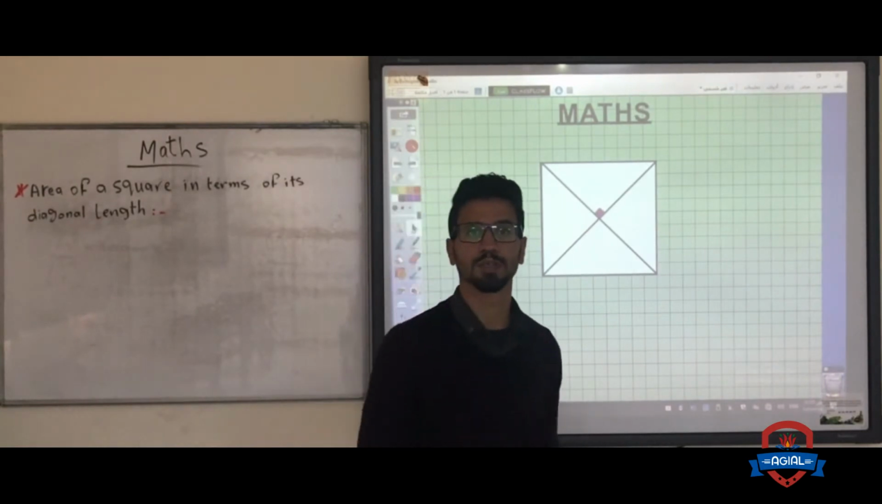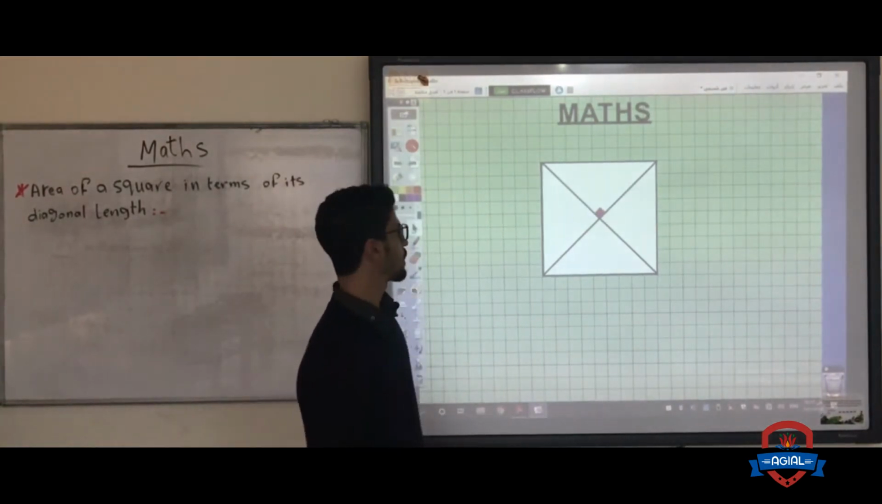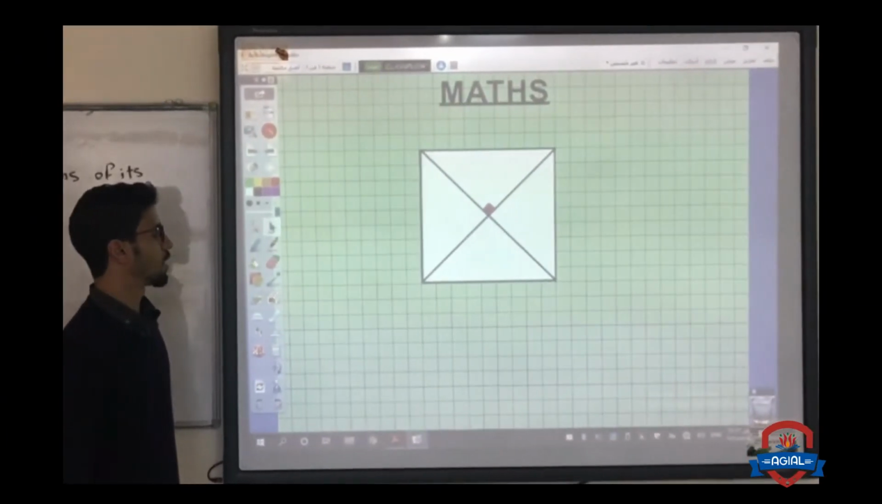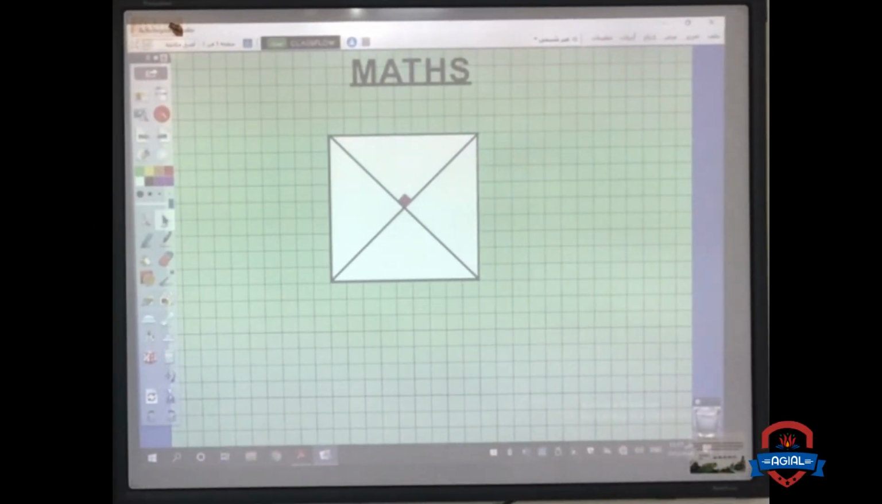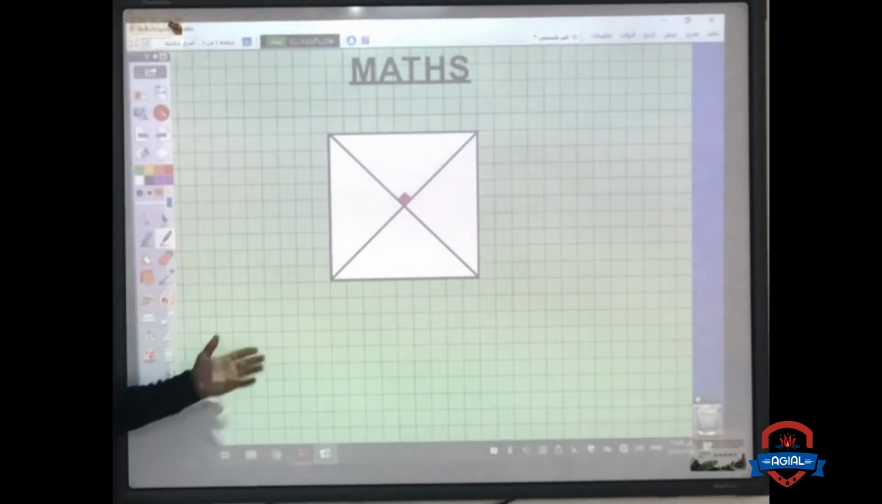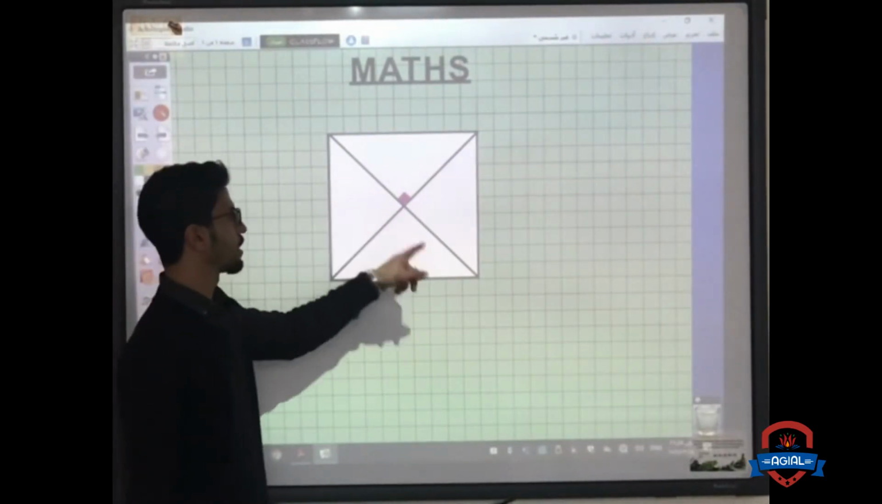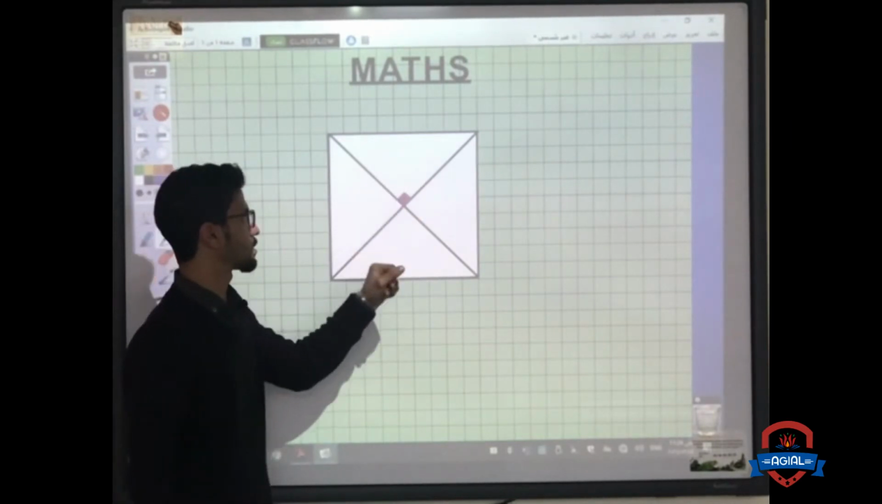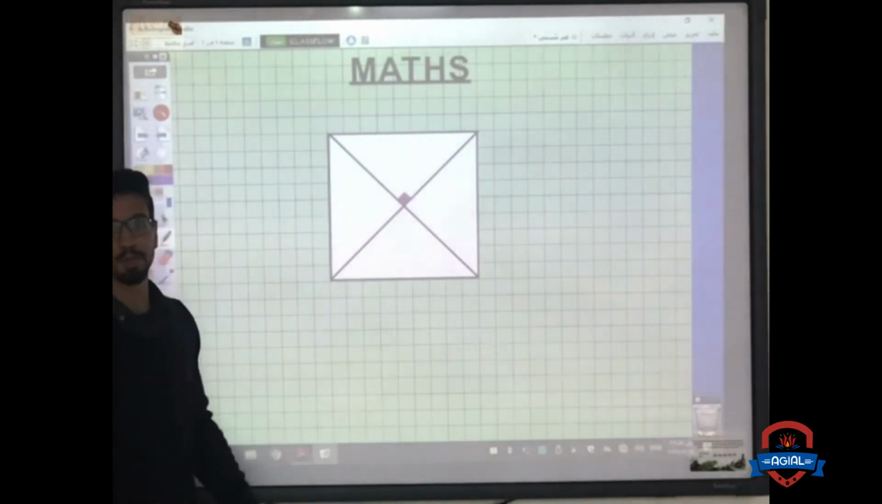Today we are going to learn how to find the area of a square in terms of its diagonal length. But before we start, we have to remember some properties of the square. In a square, the two diagonals are equal in length, they intersect at one point, they bisect each other, and they are perpendicular.